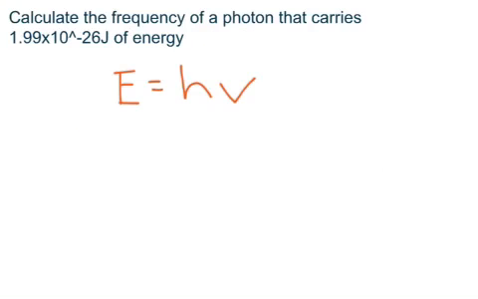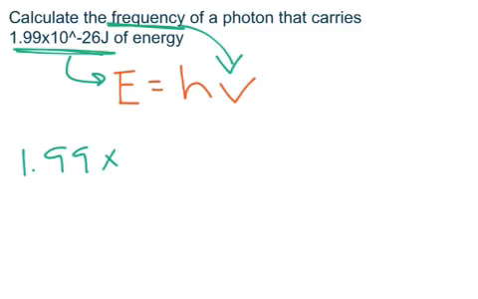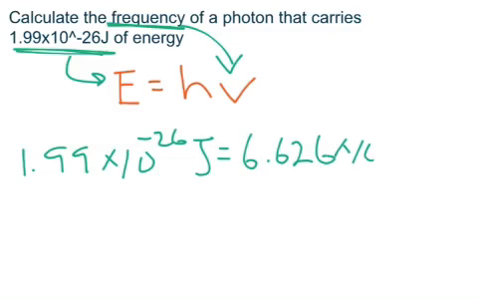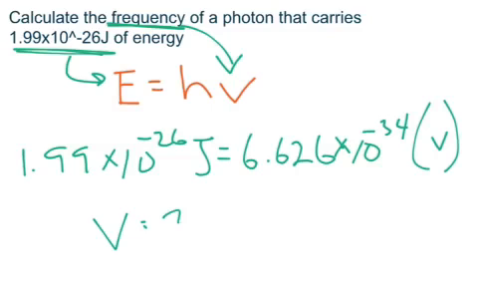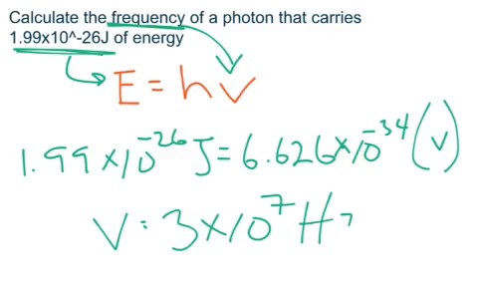If we're solving this question, now we're looking for frequency, which is the V, and you're given energy, which is the E: 1.99 times 10 to the negative 26 joules. We know that there's this much energy per frequency, negative 34. So we're going to solve for V by dividing. And if we round, our answer is 3 times 10 to the 7th, and the unit for frequency is hertz.